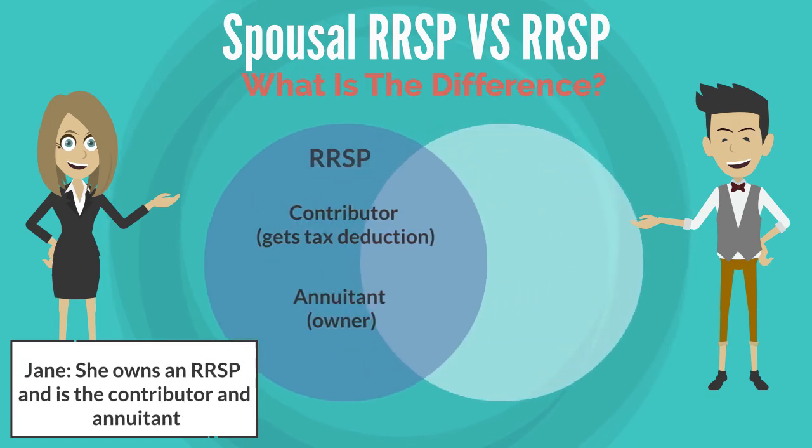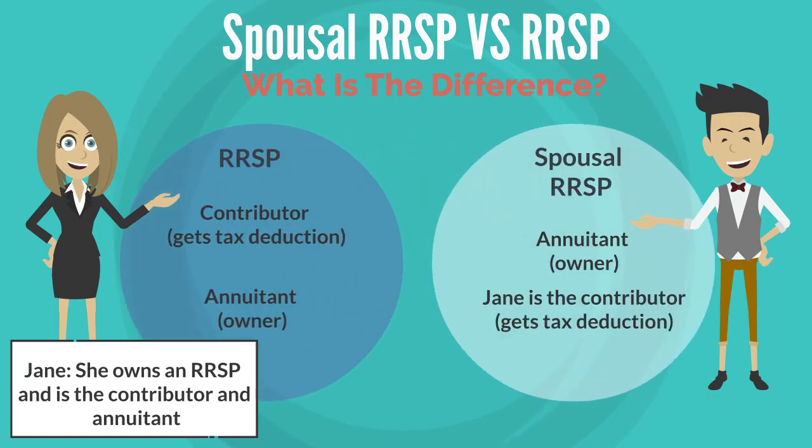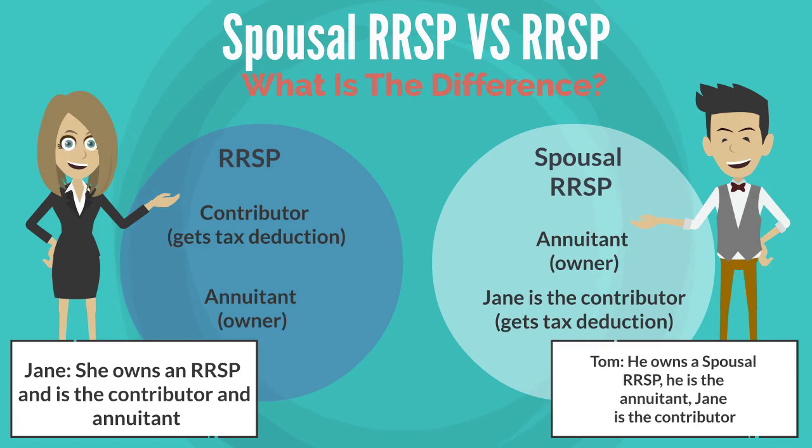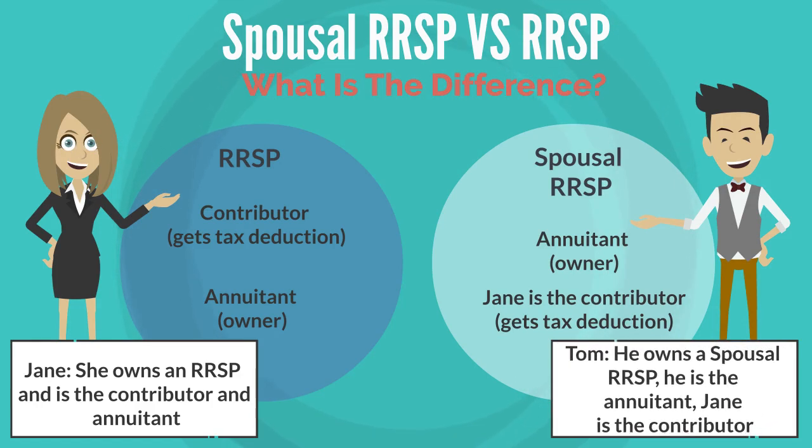But with the spousal RRSP, it's different. With the spousal RRSP, one spouse is the annuitant and the other spouse, normally the higher income earning spouse, is a contributor. So as an example, I own an RRSP and I'll be making withdrawals when I retire. I'm still the annuitant. But any deposits made into my spousal RRSP, I don't get the tax deduction for, my spouse does. That makes my spouse the contributor.